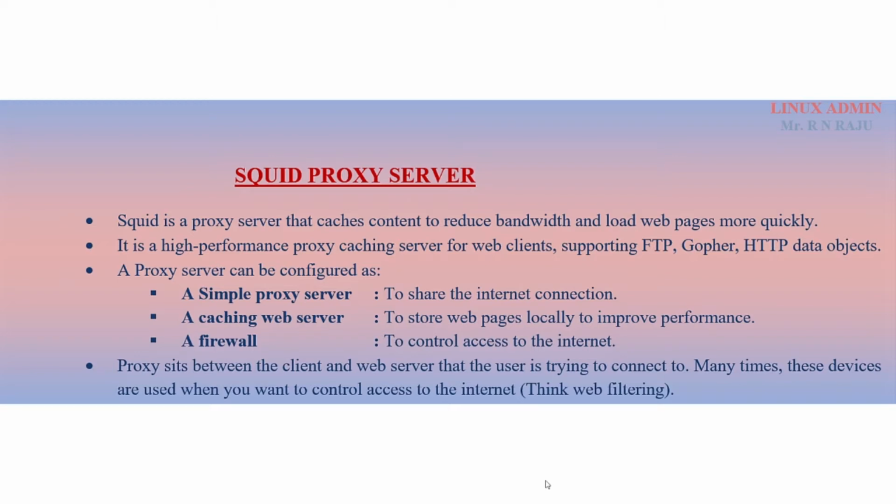A firewall, the third one, is to control access to the internet, that is called web filtering. So if you want to control websites, like you want to block gmail.com, yahoo.com, facebook.com, then we can use the proxy server as a firewall. The proxy server sits between the client and the web server. Many times these devices are used when you want to control access to the internet, that is called web filtering.